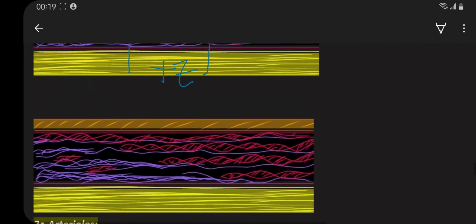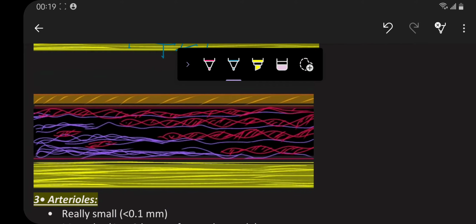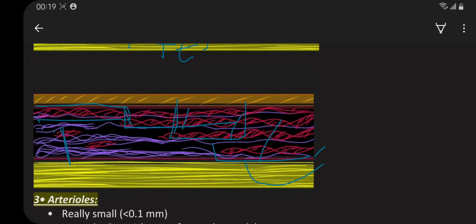Or it can happen by having this internal smooth muscle layer right here, this one, that progressively gets bigger and bigger at the expense of this layer, which is the elastic layer. So here it's small, and then it gets bigger and bigger and bigger until we have a muscular artery. So these are the three ways we can have transitions.